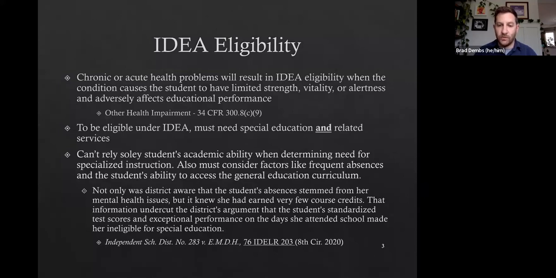And here's an example of a case where a student had mental health issues, and the district had argued that the student had fine standardized test scores and did fine when she was in school, so therefore she wasn't eligible for special education. Well, the court in that case, which was in the Eighth Circuit, found that she should have been eligible for special education under those circumstances, even though she had performed well academically when she was in school.